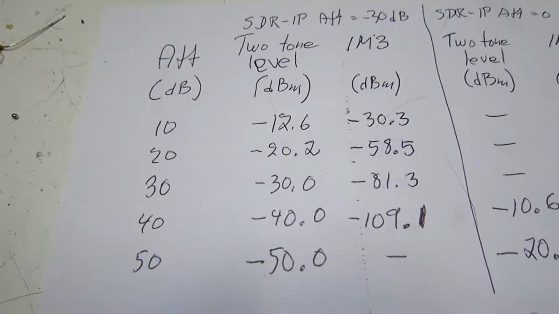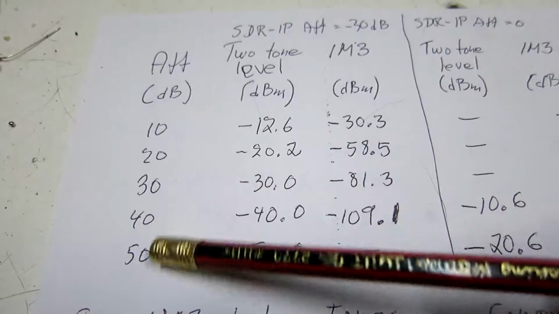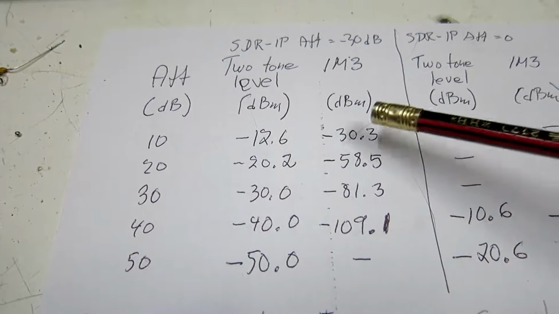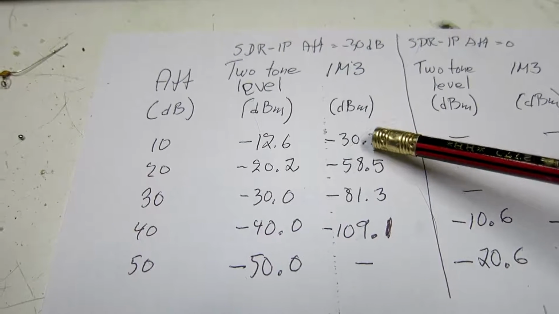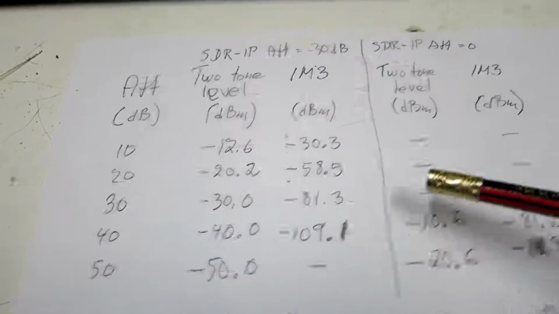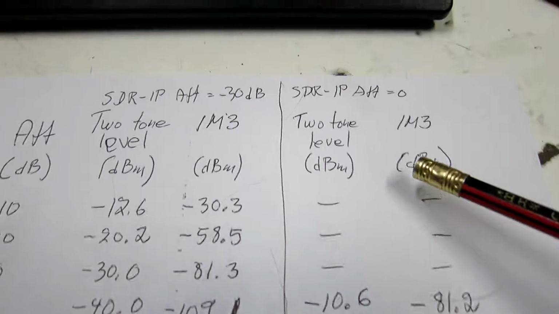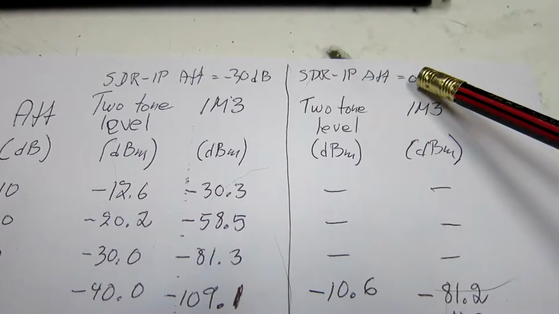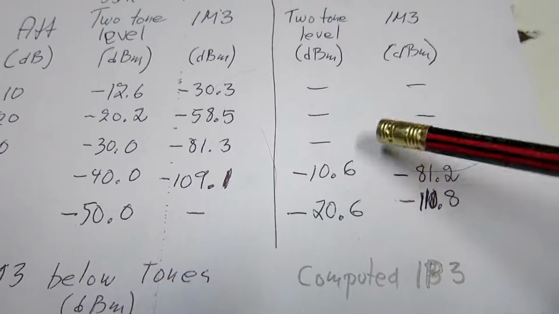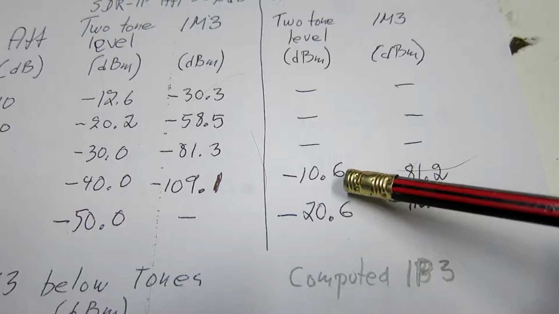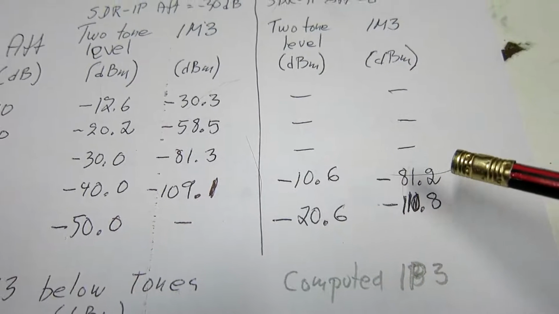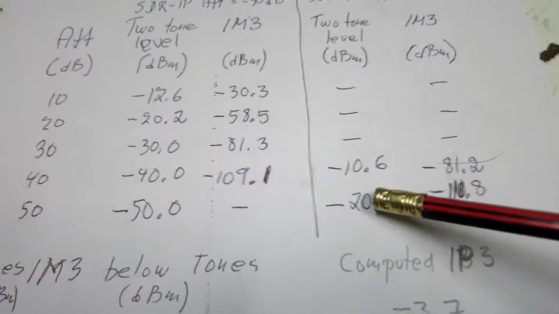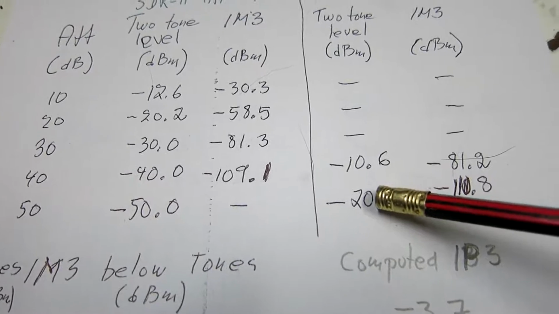Here are the results. At different attenuator settings, this is the signal level I read for the two tones, and the level of the third order intermodulation product. I have then changed the attenuator on the SDR IP. It was 30 dB here, and here it is no attenuation, and then I can see the signal is approximately 30 dB stronger, and I can read the IM3, and I can do it also one step further on the attenuator.